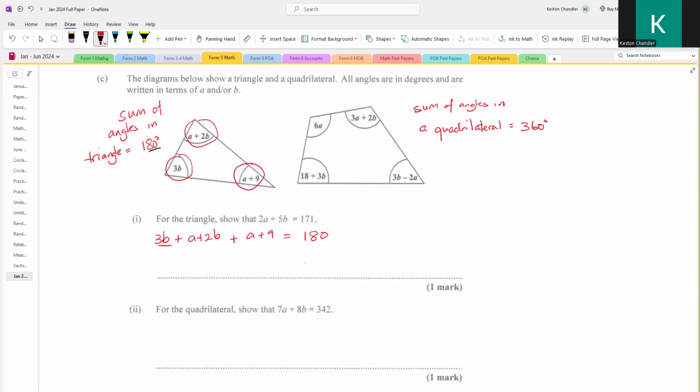Like terms: a plus a is 2a. 3b plus 2b is 5b. The 9 has to go across here to work out to the 180. 180 minus 9, because when I carry it across it becomes negative, is going to give me 171.